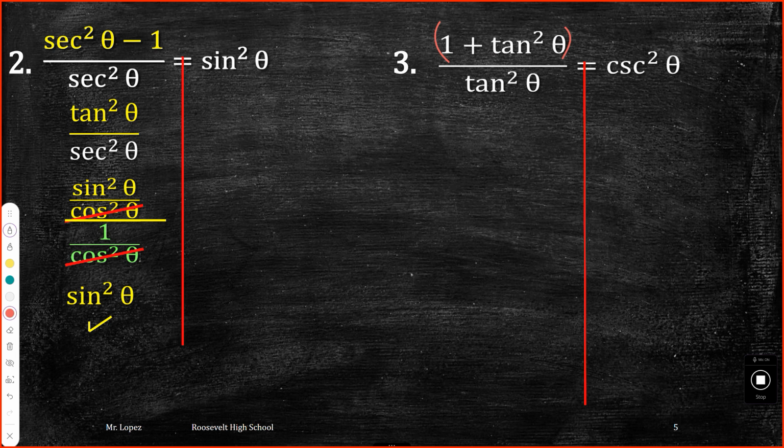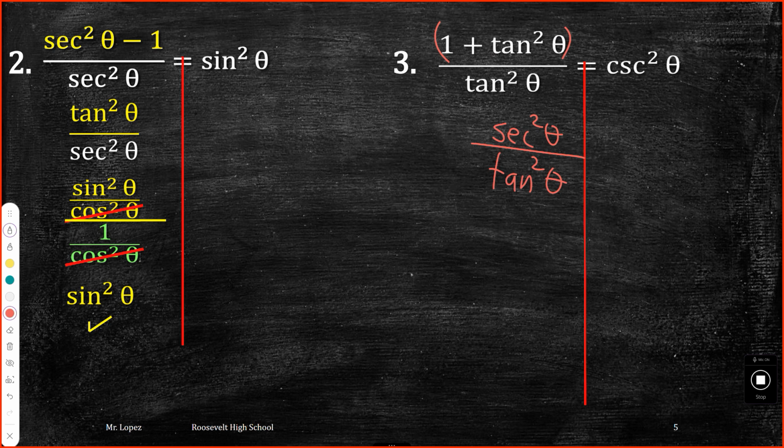What's 1 plus tangent squared theta? We just played with that one right now. What was it? Secant squared theta, wasn't it? We're going to go with that. Secant squared theta. And I'm going to go the same way I just did this one. It's the same problem, except look, tangent squared theta is on top, secant squared theta is the bottom. It's the same problem, except it's the reciprocal.